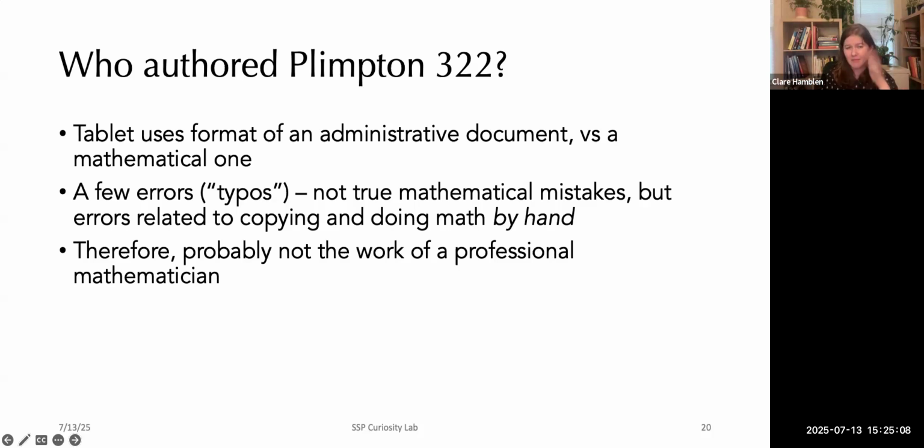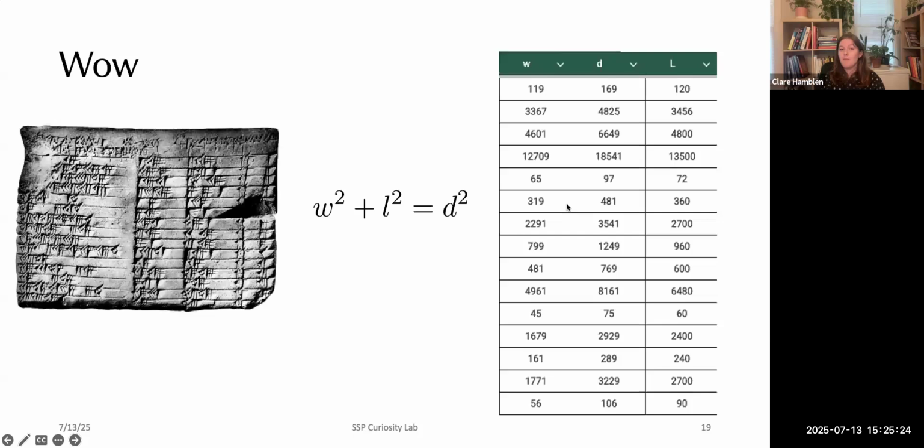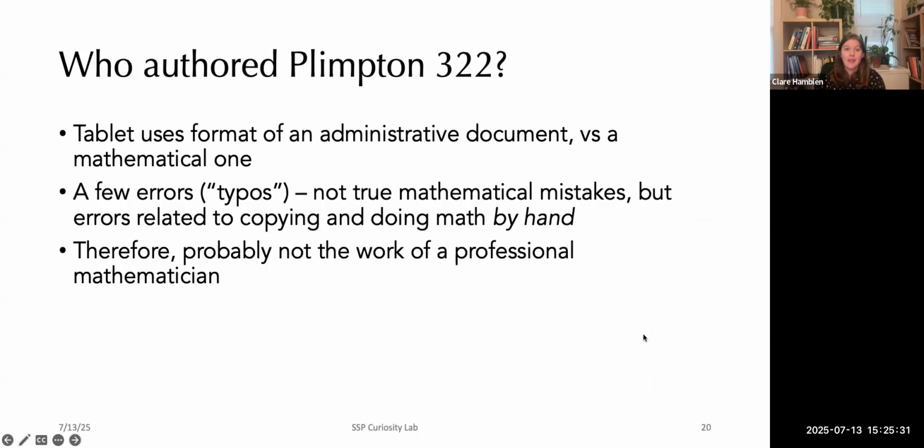If we have time at the end, I have some slides where I can show you those mistakes, but it literally is like writing an 8 where you meant to write a 9, and you divided by 2 where you meant to multiply by 2. So they're very innocent mistakes, and they do not give us any reason to doubt that the mathematical relationship here is the Pythagorean triples. It is that relationship, and the errors are just practical things someone was writing by hand. All this is to say, this is probably not the work of a professional mathematician.